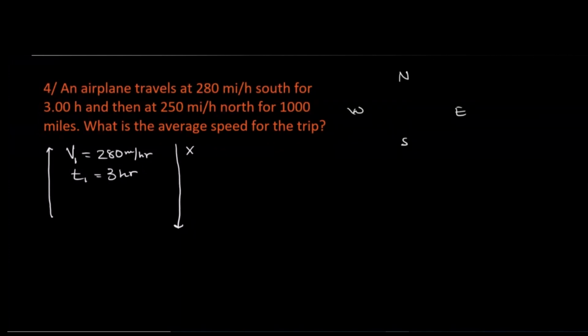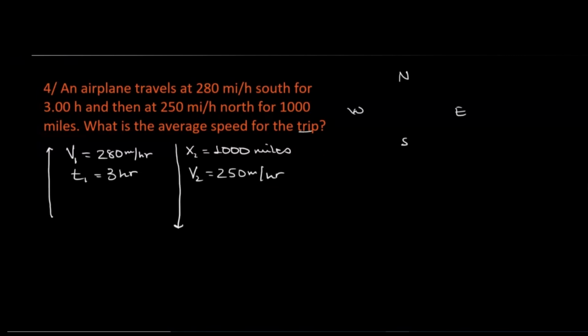So but this time the second distance is going to be 1000 miles. Remember, the givens are different. The velocity is 250 miles per hour. So what is the average speed of the total trip? The average speed of the total trip is asked.